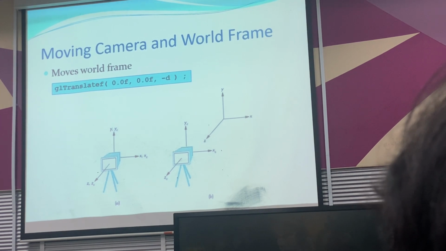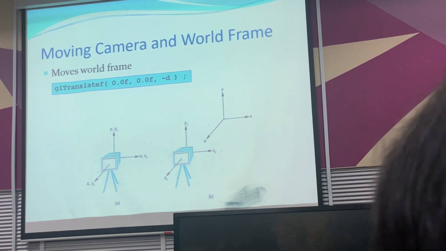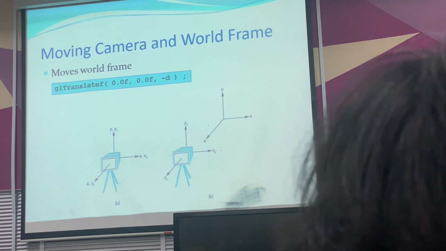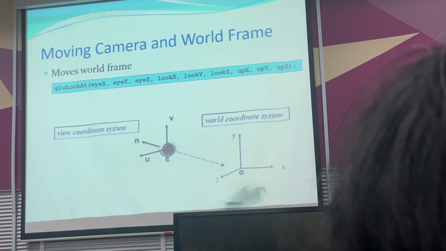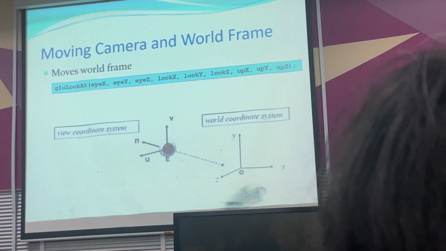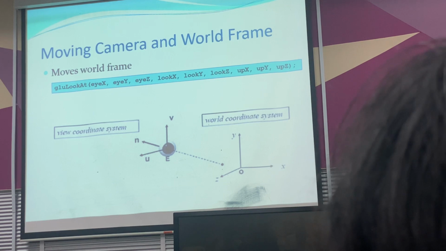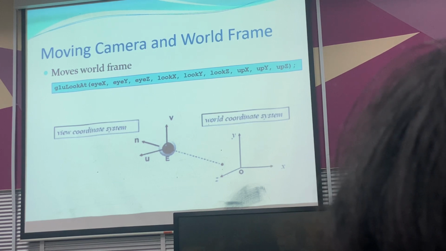Okay, so be careful when you move the frame, and you have to specify which frame you are referring to. Are you actually moving the object or are you moving the camera? When you move your camera, you also can move your eye view coordinate.